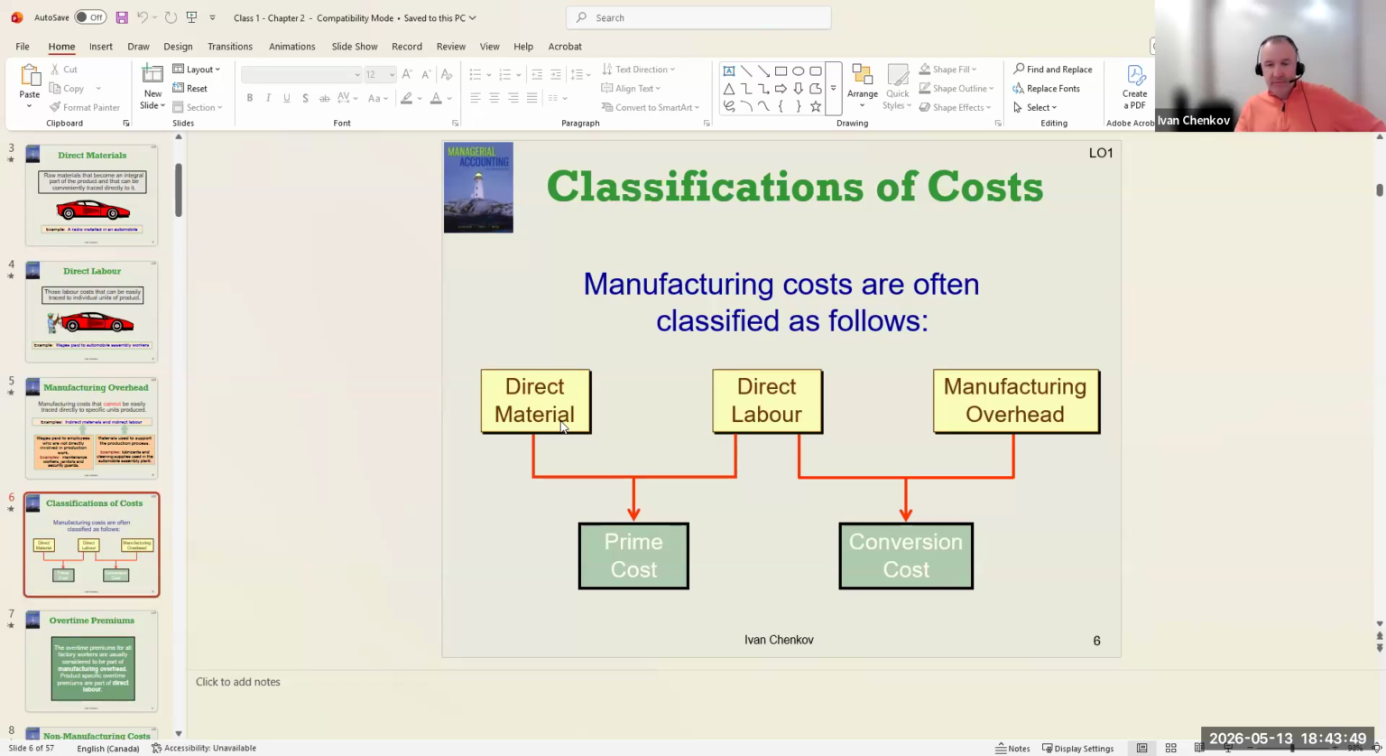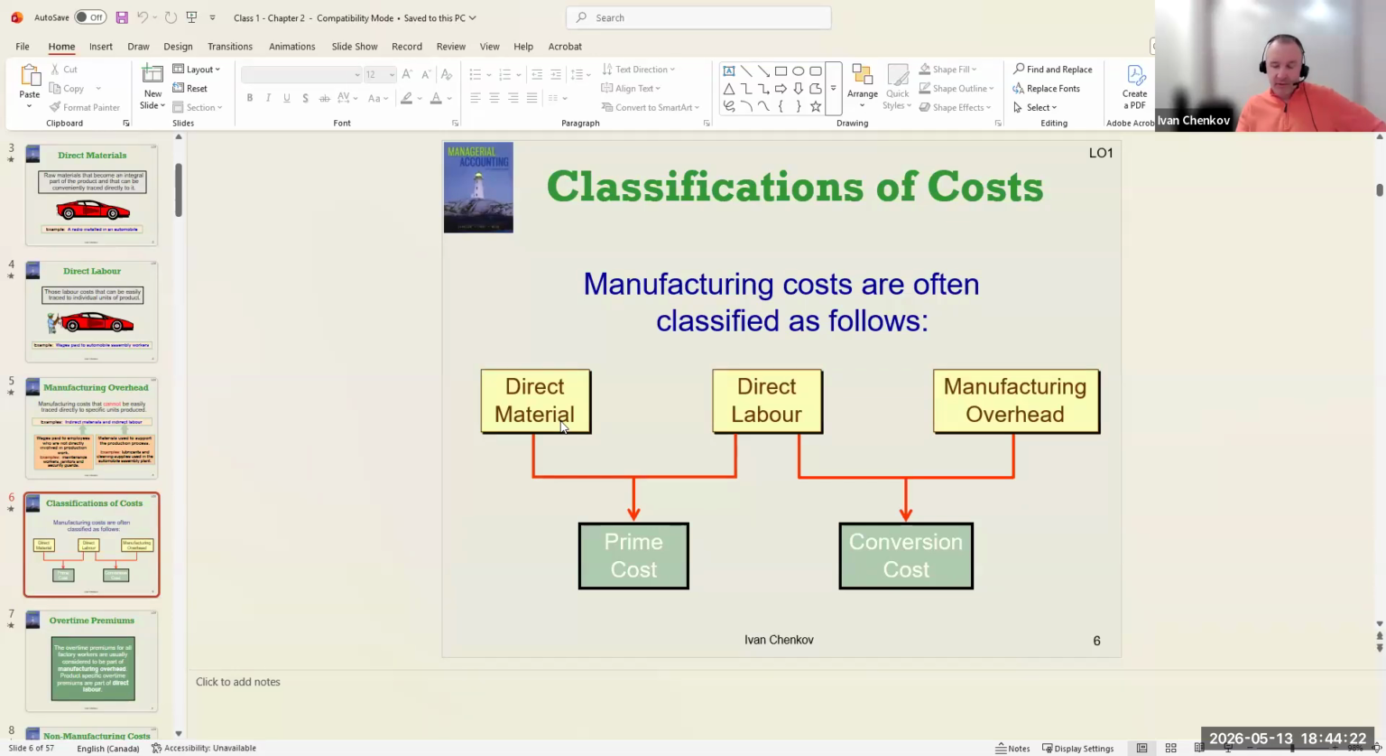Now, direct labor and manufacturing overhead, those two together, are going to be called conversion cost. Why? Because direct labor and manufacturing overhead convert raw material, or direct material, into the product, which later we're going to call finished goods. That's why direct labor and manufacturing overhead are called conversion cost. They are converting something into a product, because direct material by itself is nothing, it's just material.